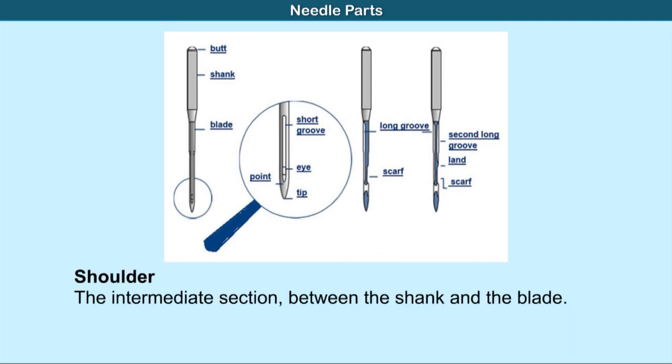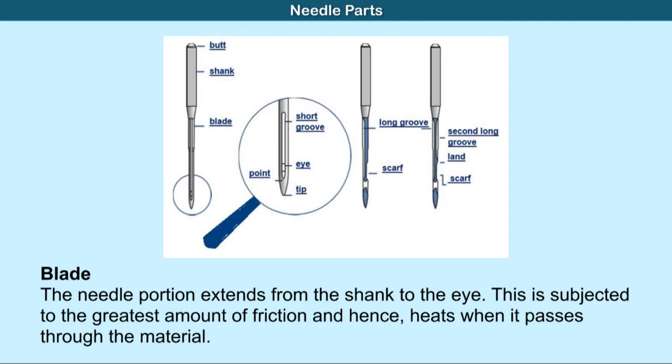Shoulder: the intermediate section between the shank and the blade. The blade portion extends from the shank to the eye. This is subjected to the greatest amount of friction, and hence heat, when it passes through the material.